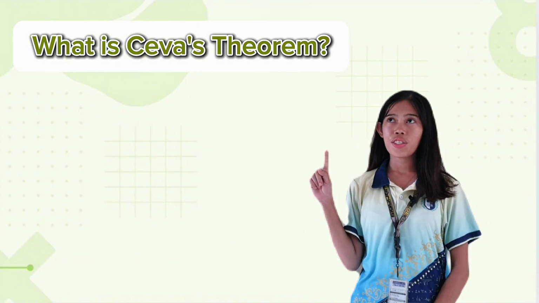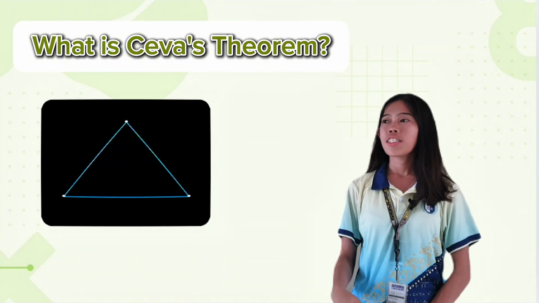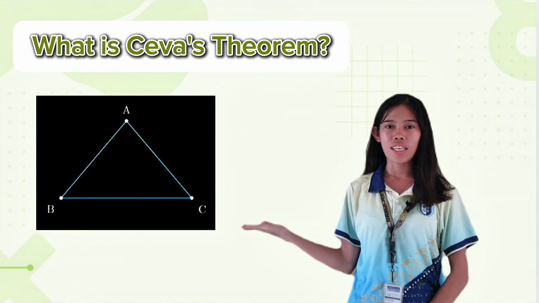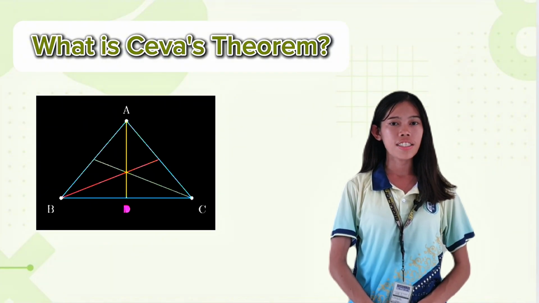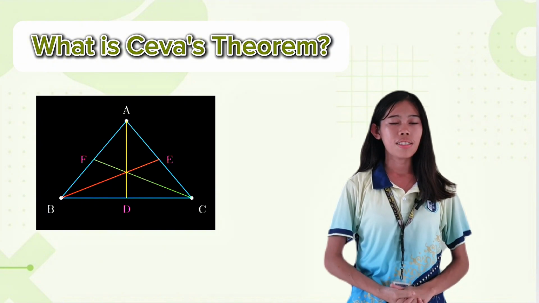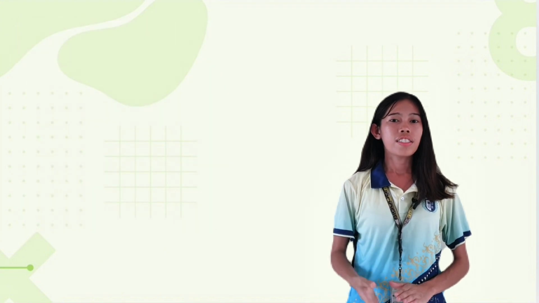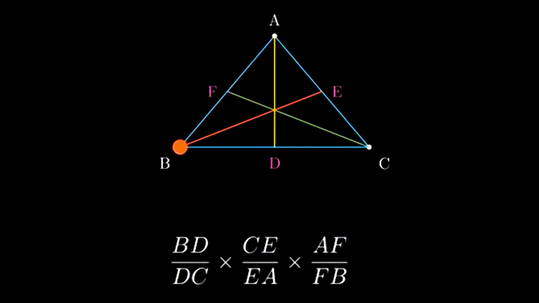So what is Ceva's theorem? In simple terms, if you take a triangle, let's call it triangle ABC, and you draw lines from each vertex to the opposite sides, those lines are called cevians. If all those cevians meet at a single point, Ceva says BD over DC times CA over EA times AF over FB equals 1.